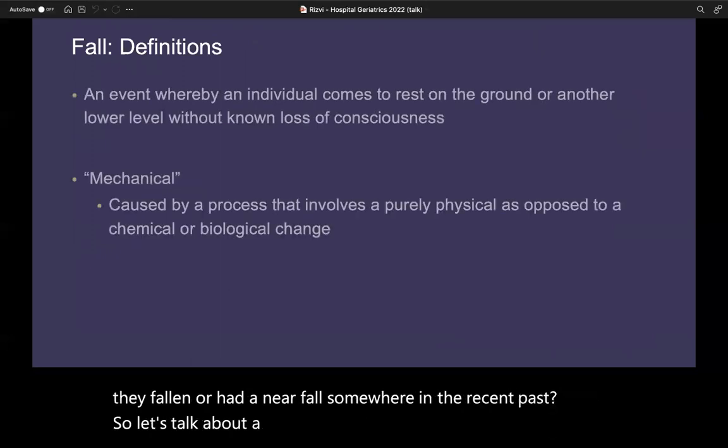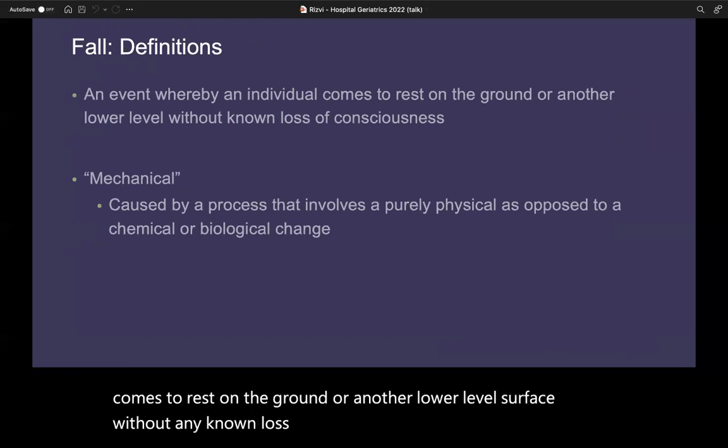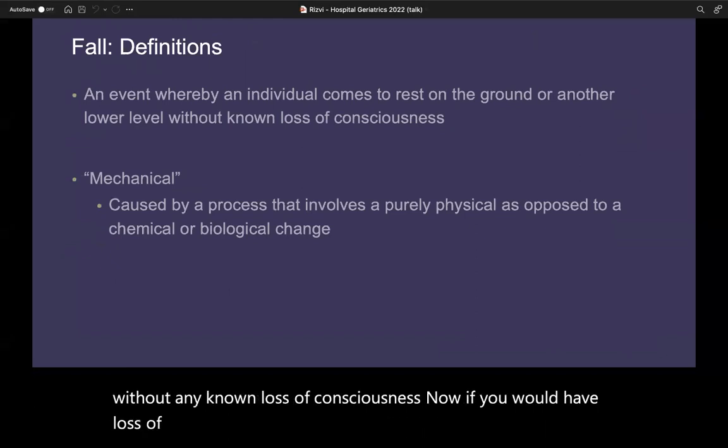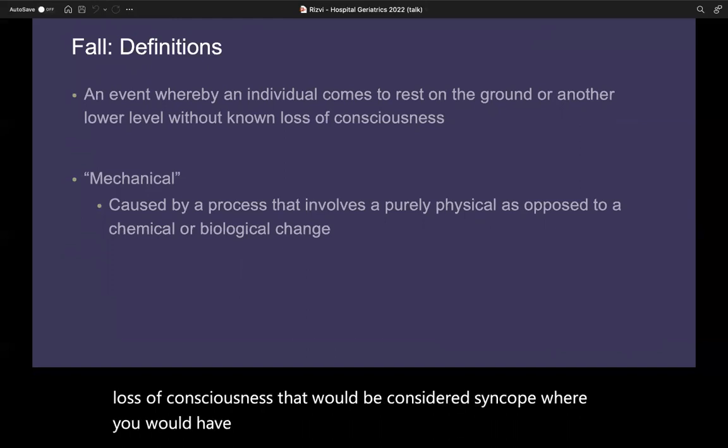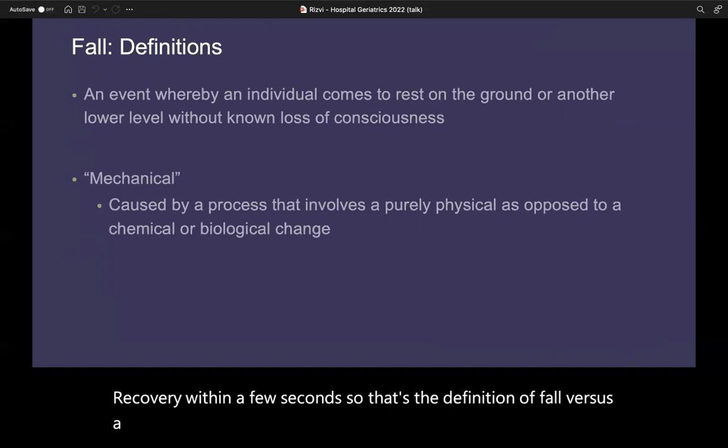A fall is an event where an individual comes to rest on the ground or another lower level surface without any known loss of consciousness. Now, if you would have loss of consciousness, that would be considered syncope, where you would have a brief loss of consciousness and a spontaneous recovery within a few seconds. So that's the definition of fall versus a syncope. So keep that distinguishing feature in mind.